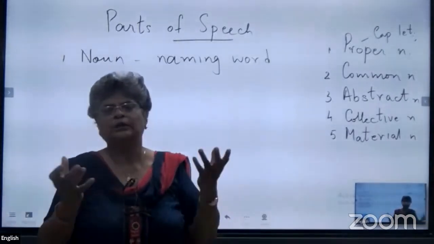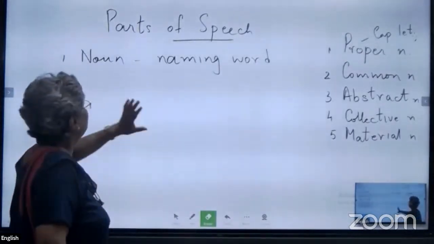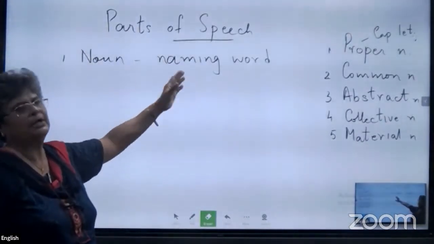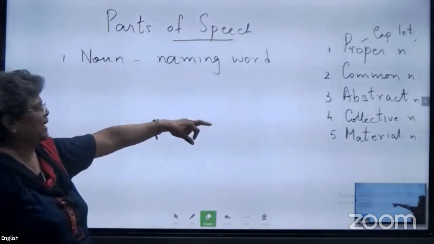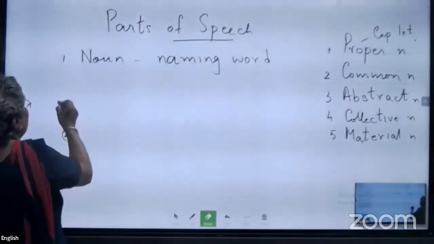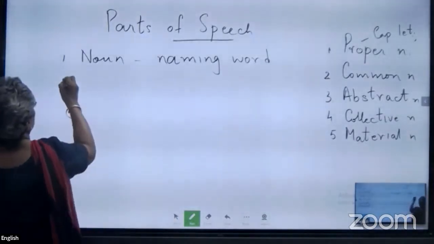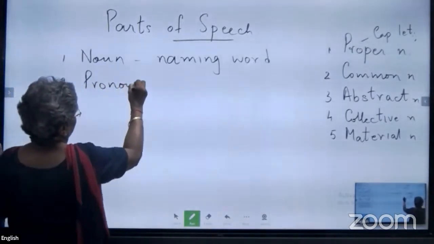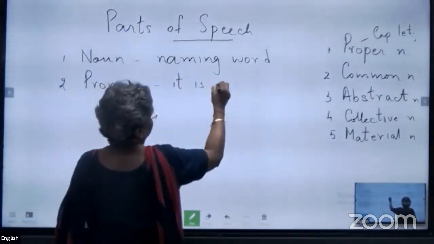The iron, gold, silver, all this come under material noun. So I hope you have understood what a noun is. It is otherwise known as a naming word, name of persons, places, animals, and things. And it has 5 subheadings: proper noun, common noun, abstract, collective, and material. Now coming to the second, pronoun. It is used instead of a noun.